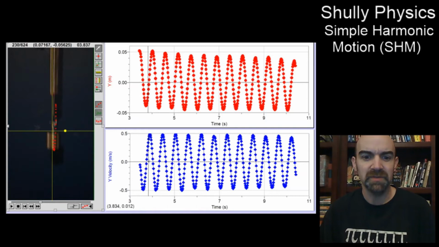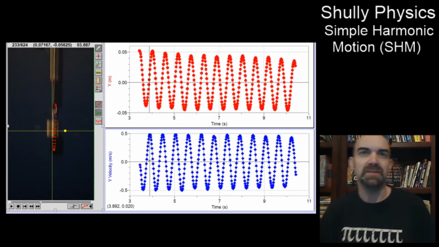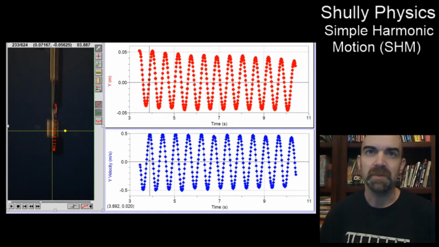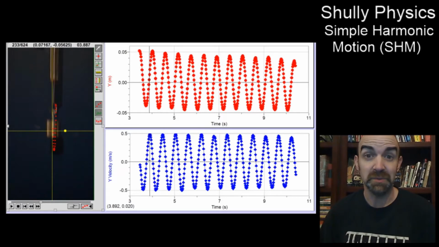It might be hard to see my little cursor here, but I'm now in the upward part of the motion where the velocities are positive. And you see up to this point where the velocities are positive and the mass is moving upward, it's going to continue moving upward past the rest position, that starting point. If you look at the top graph, the red one, this point corresponds to a y coordinate of 0. And the velocity corresponds to a maximum velocity.